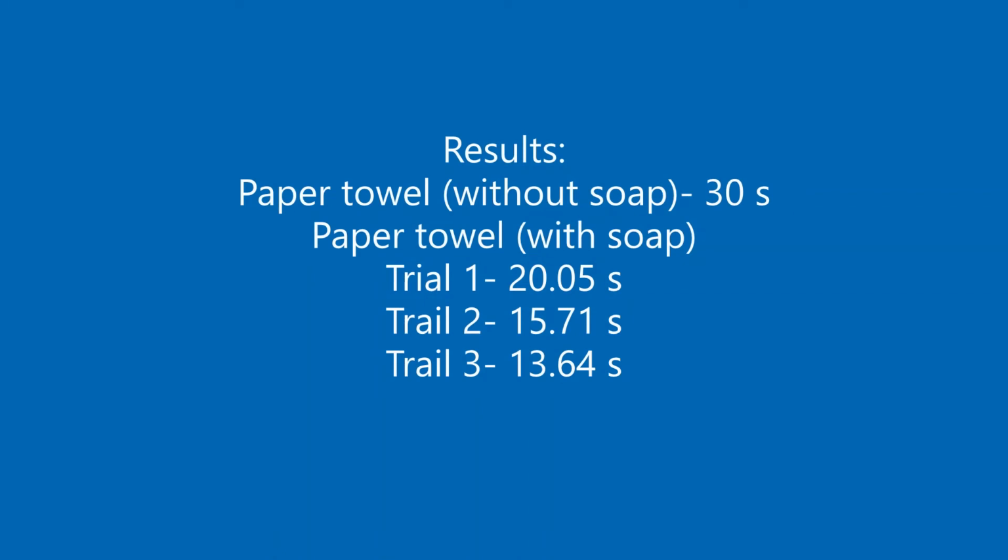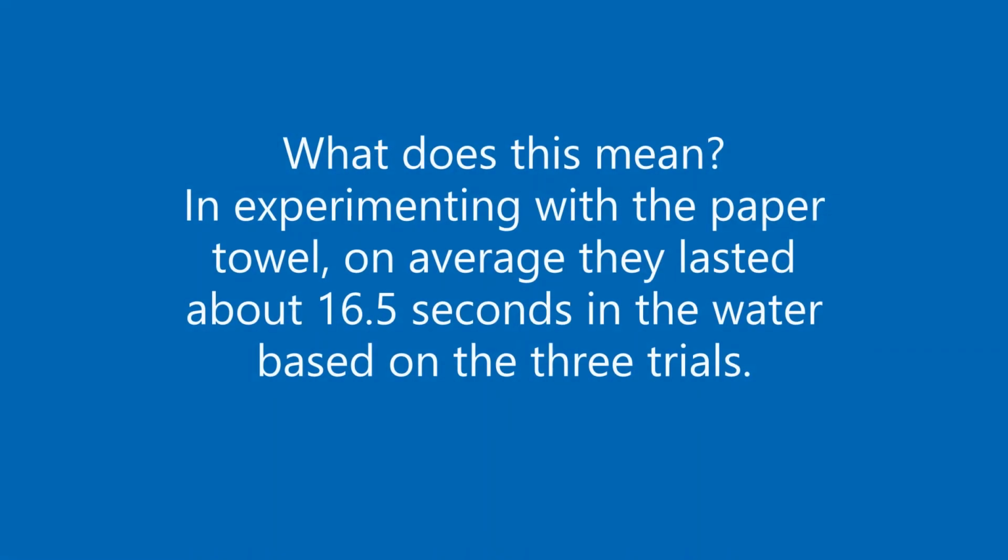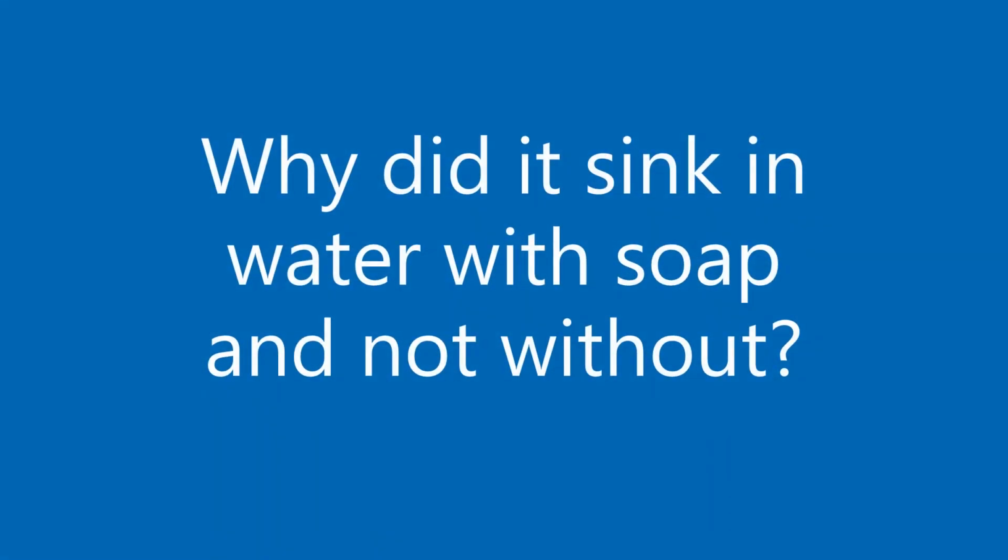Results: we found that the paper towel lasted longer without soap than with soap in the water container. Our results found that on average, the paper towel with soap lasted about 16.5 seconds in the water based on the 3 trials. So what does this mean? This means that some sort of factor in the soap caused this paper towel to sink in the water. In order to further test what factor that is, we should find more experiments testing that factor.